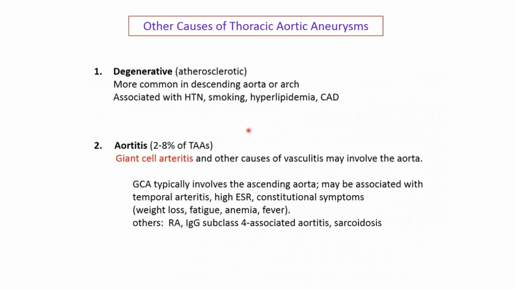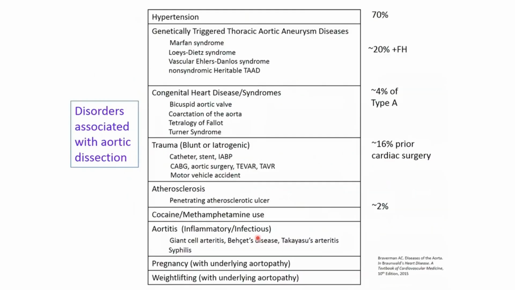Finally, other causes for thoracic aneurysms that can lead to dissection are degenerative aneurysms. These are atherosclerotic, associated with hypertension and other atherosclerotic risk factors, and are more common in the descending aorta and arch, and more common in elderly individuals. Also amongst elderly individuals, giant cell arteritis can lead to aneurysm and risk for aortic dissection, as can other forms of arteritic syndromes.